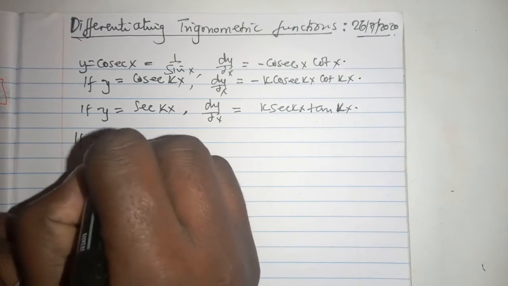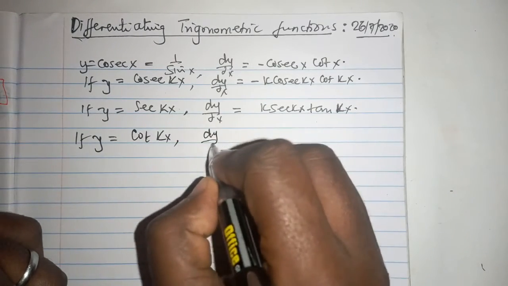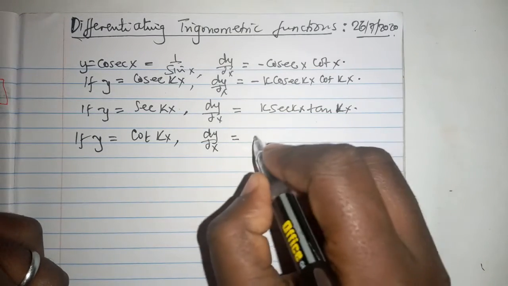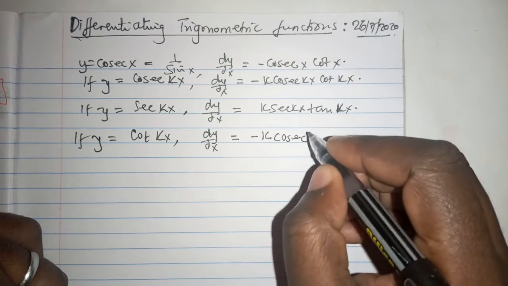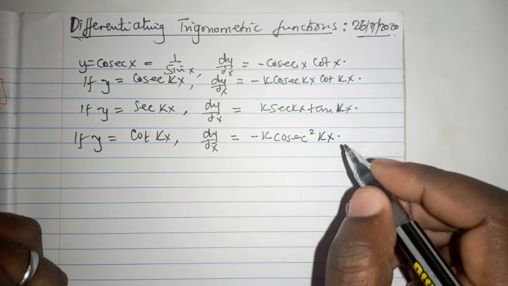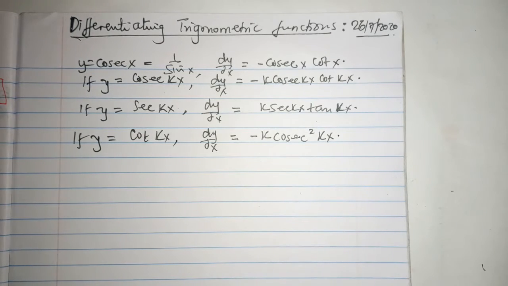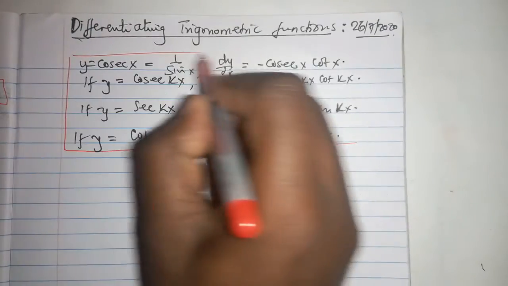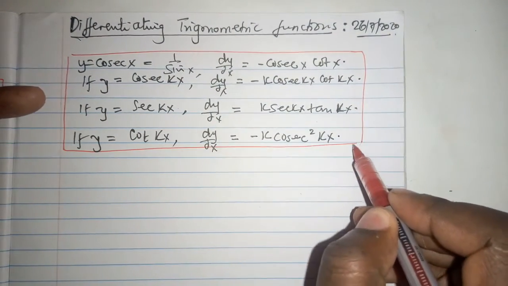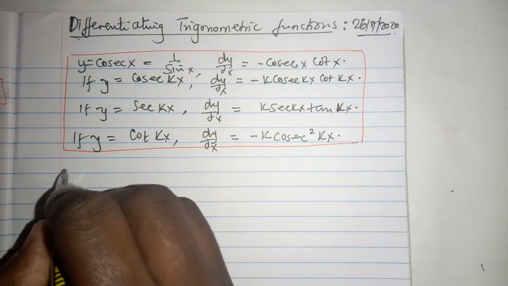And if y is equal to the cot of kx, remember dy/dx is going to be equal to minus k cosec squared kx. Remember, we have seen this before. And again, these are the general results that can help you understand example 17. So this is very critical. Let this not escape your mind at any given moment when you are differentiating trigonometric ratios.